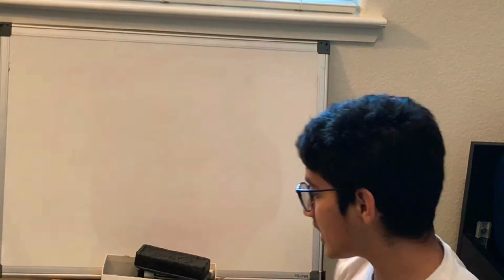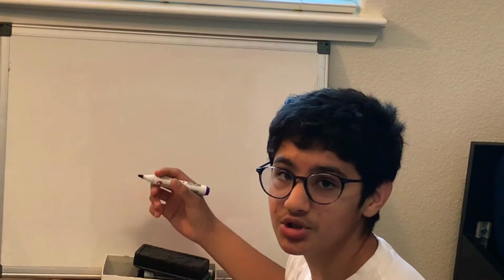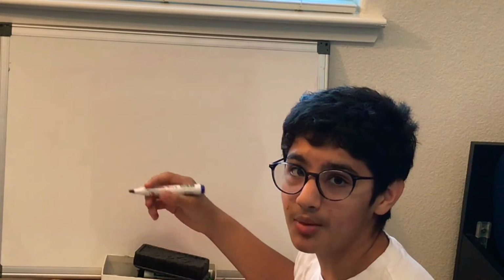Hi everyone, I'm Veer Mahajan, and in this video I'm going to show you what geometric probability is. Geometric probability is basically the area of the successful region over the area of the total region, and I'm going to explain what that means.